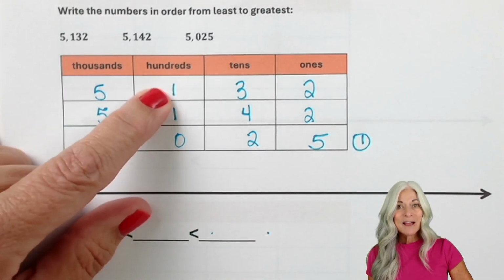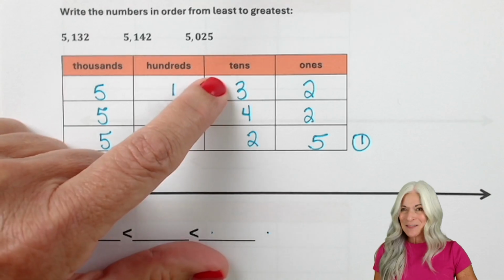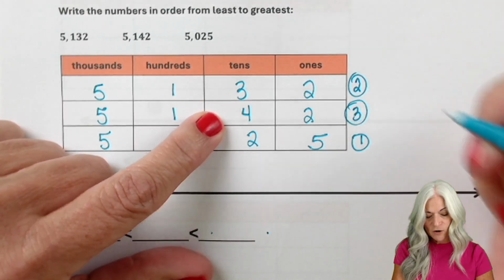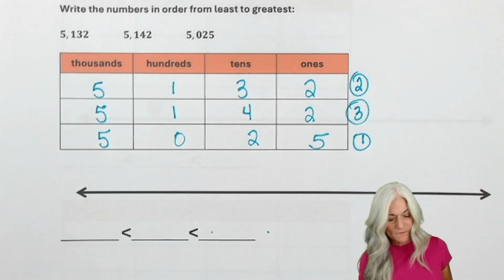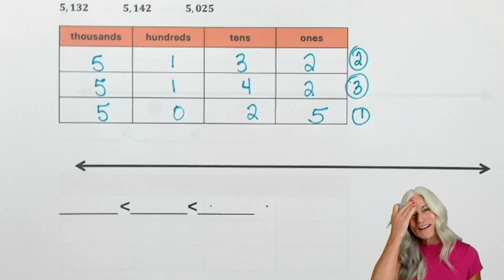Next, these both have a 1 in the hundreds. So now we've got to go to the tens and compare. All right, 3 is less than 4. So that's the next one. And then finally, the largest one, 5,142.